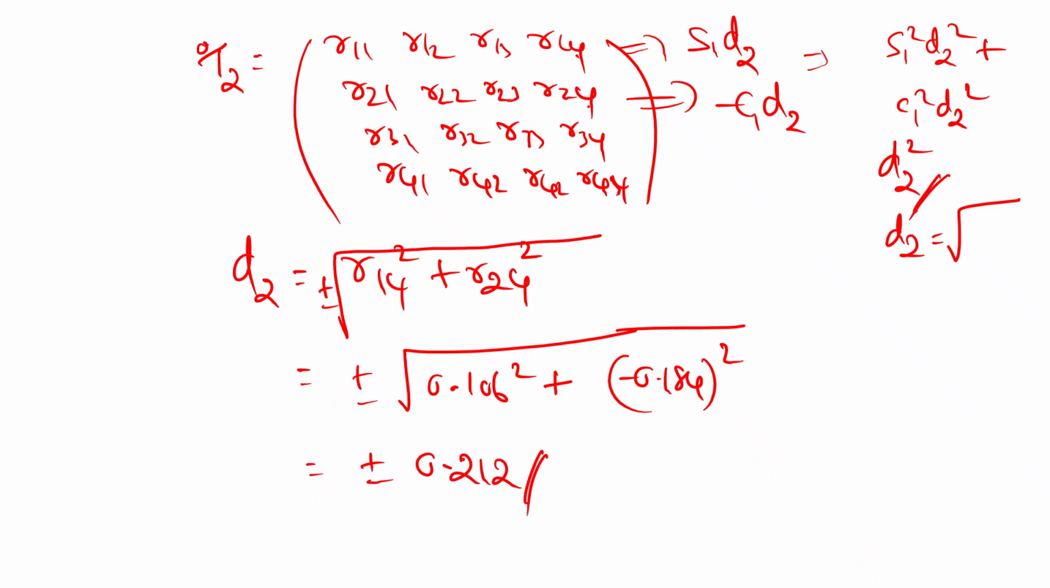So using this forward kinematics, we found the formulas for d2 and theta 1. Theta 1 is the arc tan of sine by cos, and d2 is the square root of this square plus this square.